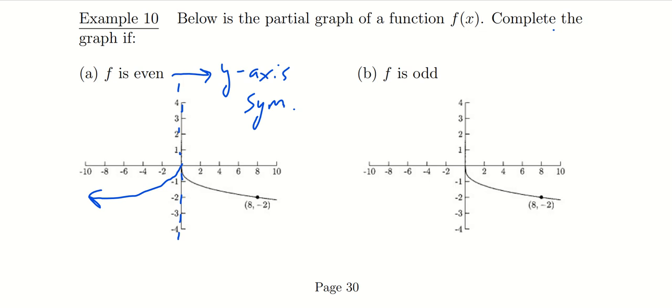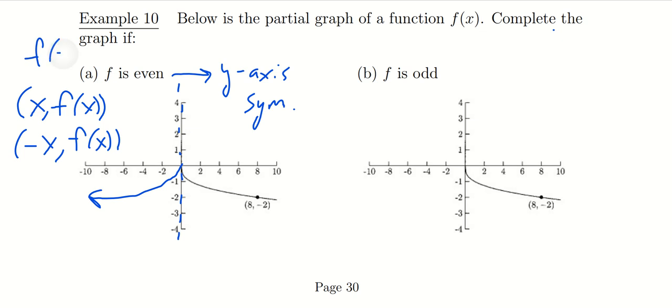Again, if f is even, then what that means is that we're going to have both the point x, f of x, and negative x, f of x on the graph. Remember, it'll have the same height because f of negative x is equal to f of positive x. So if we have the point 8, negative 2, then positive 8, negative 2, what that's telling us is that if I plug negative 8 in, I'm also going to get negative 2 out.